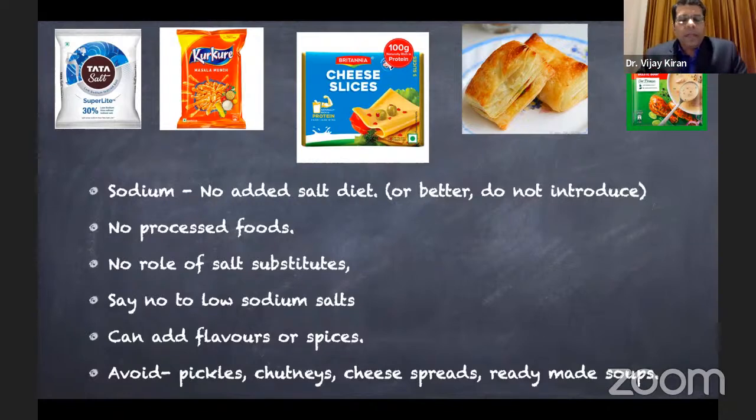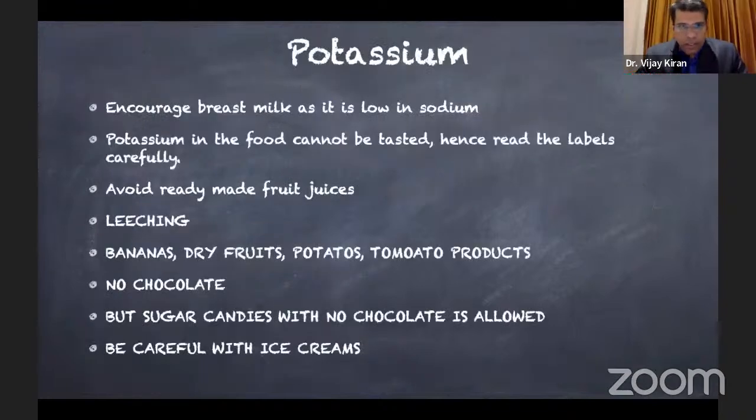Okay. And try to avoid pickles, chutneys, cheese spreads, and all these ready-made soups in children with chronic kidney disease. Coming to potassium, encourage breast milk as it is low in sodium. Potassium is a food component which cannot be tasted. So kindly read the labels of what the child is taking. Avoid ready-made fruit juices, and introduce the concept of leaching in these children if they are prone to hyperkalemia.